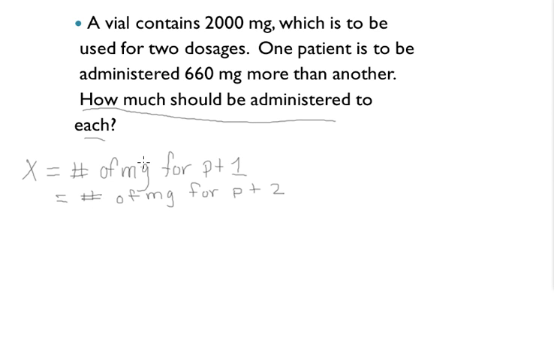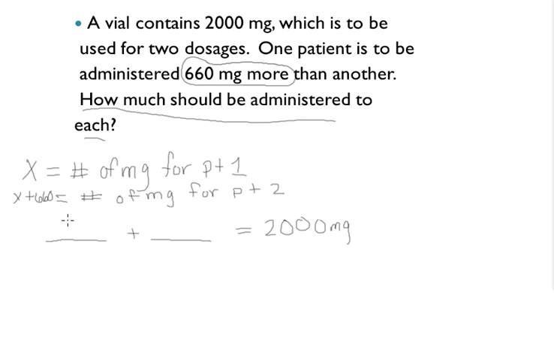So in my problem, I see that there is this relationship, 660 more. So more gives me the idea of addition. So I set up x plus 660 to represent the amount for patient 2. Now we talked about that there is a total. So patient 1 plus patient 2 is going to add up to the total milligrams of 2,000.